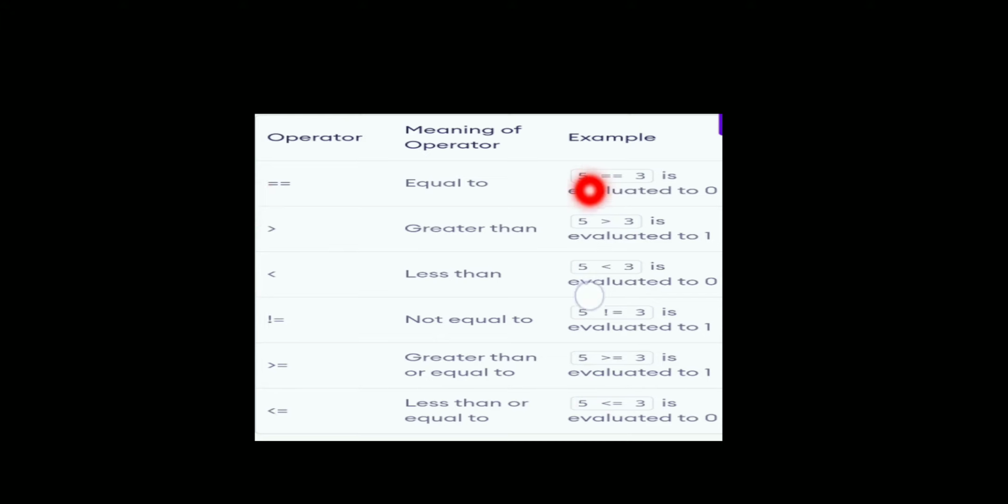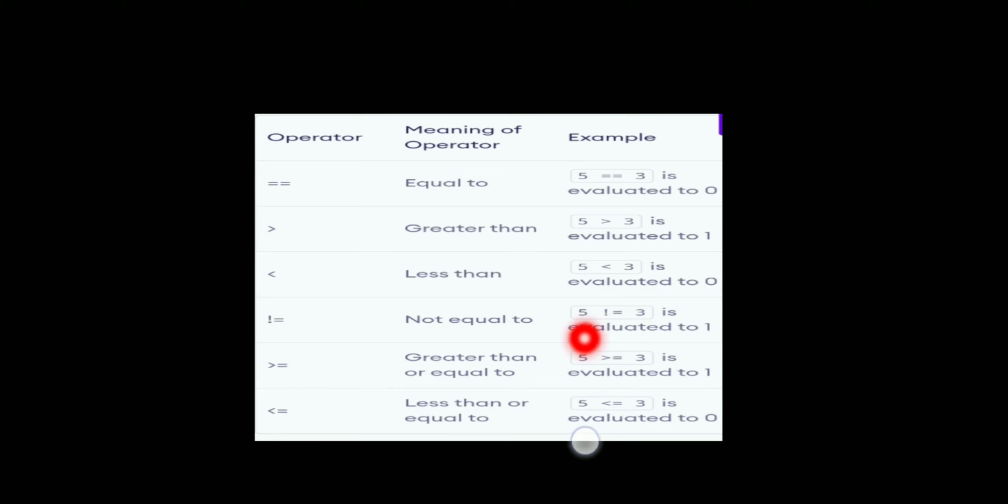First, 5 equal to 3 is false because it gives the result as 0. 5 is greater than 3, the result is true, so it is evaluated to 1. 5 is less than 3, it is false because it is evaluated to 0. If the value is true, it returns 1. If the value is false, it returns 0.